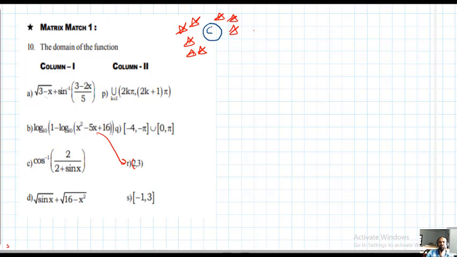Okay, let f of x be given as cos inverse of 2 by (2 plus sin x). This domain you want to find. Already you know that for cos inverse of k, the domain means k should lie between -1 and 1. Cos inverse of 2k, domain means what?